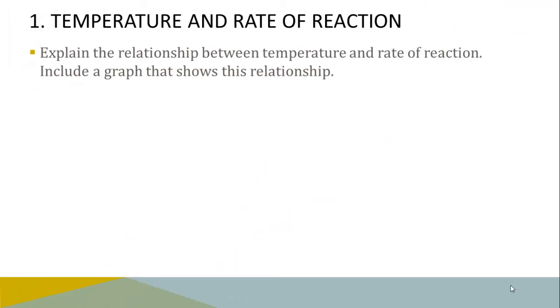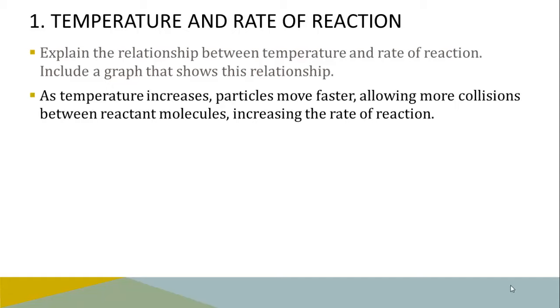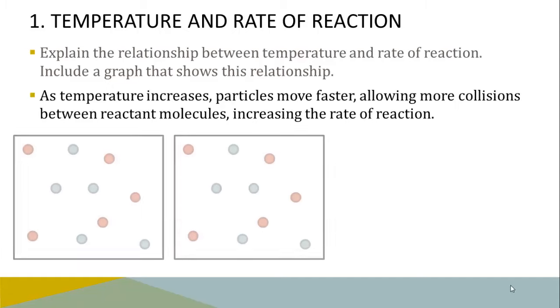First question asks us to explain the relationship between temperature and rate of reaction, and then to include a graph that shows this relationship. So as temperature increases, those particles are going to start to move faster as they're gaining kinetic energy. This is going to cause more collisions to occur between reactant molecules, and as we get more collisions, that's more chances for the reaction to happen, so we'll increase the rate of reaction.